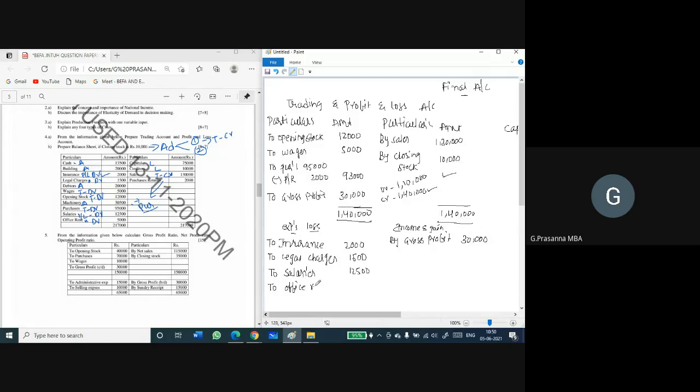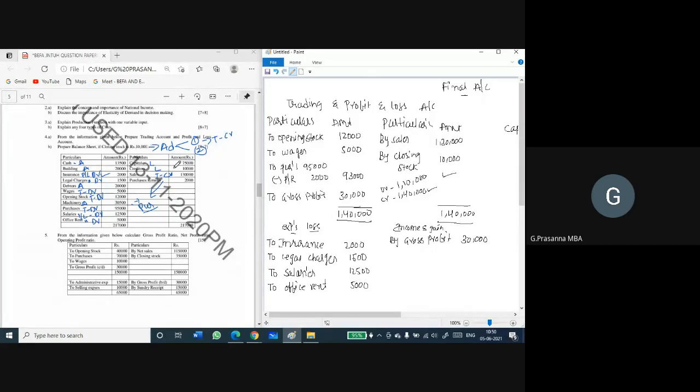Next, office rent. Office rent is also an expenditure. Since it says office rent, I'm showing it in the P&L account. If it says factory rent, you have to show it in the trading account, debit side. So office rent will come under the P&L account, debit side. What is the amount of office rent? 5,000. Okay, finished. Now we will see the credit side.